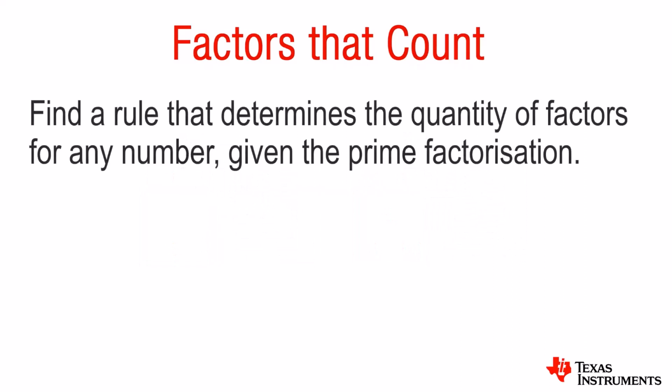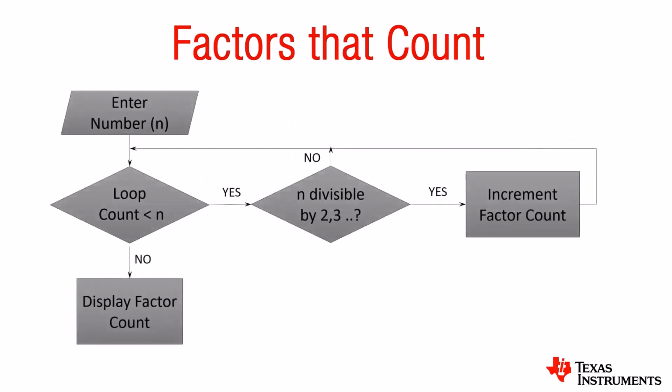So now we want to find a rule that determines the quantity of factors for any number given the prime factorization. That's our goal. So it's going to be handy if we have a program that will help us do that. So a lot of people ask, what's this pseudo-coding thing? What does that kind of look like? It doesn't have to be formal like this, but let's just go through what this one's actually doing.